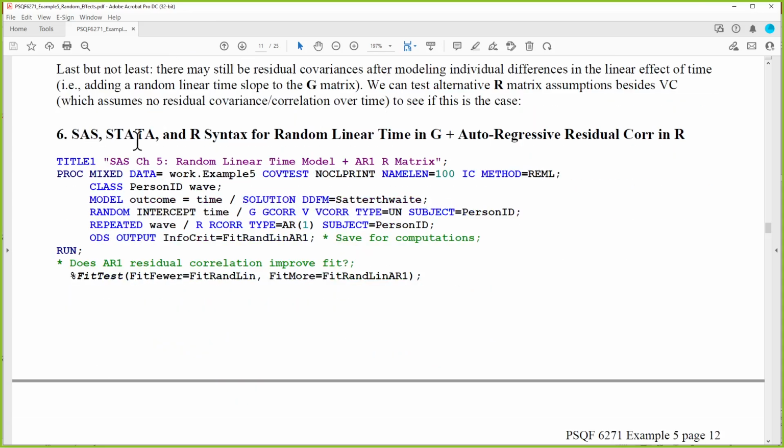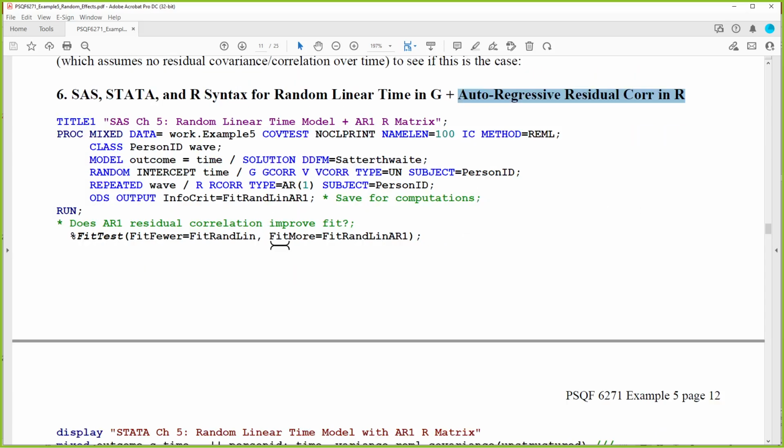So I'm on, let's see, the bottom of page 11 here, where I am adding an autoregressive residual correlation in R. So in the code, what I would change in SAS first, the repeated line controls the pattern that's in the R matrix. I am changing it from VC to AR1. This is the version that assumes equal interval time, by the way. There's a different set of codes for the unequal intervals, but in this case, that's fine. And then I'm setting up a likelihood ratio test relative to the model that doesn't have that autoregressive residual correlation to see if it helps.